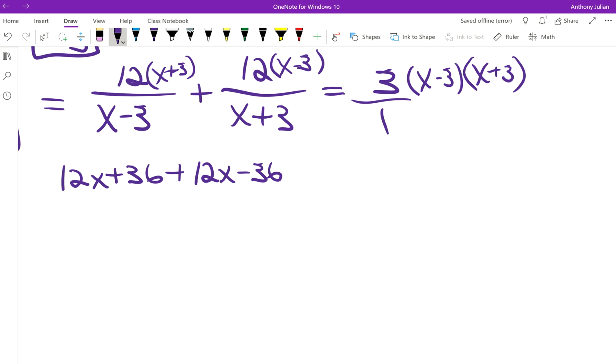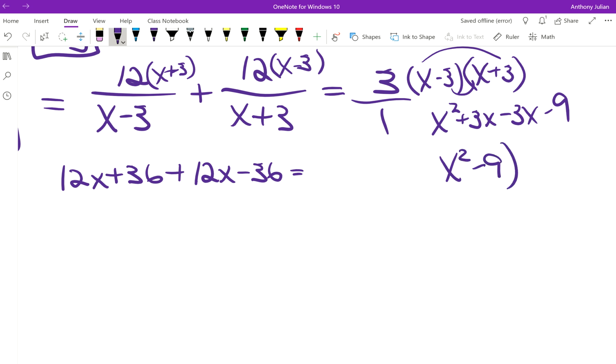Okay, and now that's going to equal, now I'm going to multiply this all out. Let's see, I can FOIL these two, and then I'll multiply it by 3. So here I've got x times x is x squared. Outside is 3x. Inside is negative 3x. And last is negative 9. 3x minus 3x is 0. So I've got x squared minus 9.